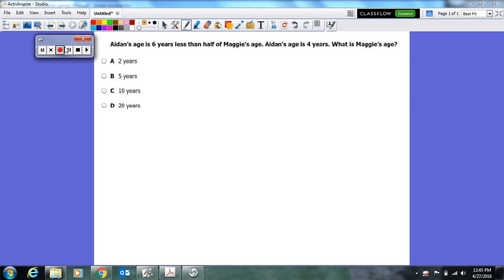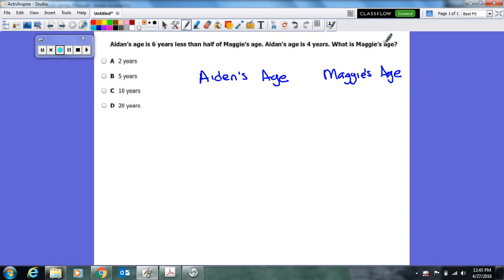We're on question number 35, and it reads, Aiden's age is 6 years less than half of Maggie's age. So we have Aiden's age, and it's relating to Maggie's age. And it goes on to tell us that Aiden's age is 4. What is Maggie's age? So Aiden's age is 4, and we have to figure out what Maggie's age is.